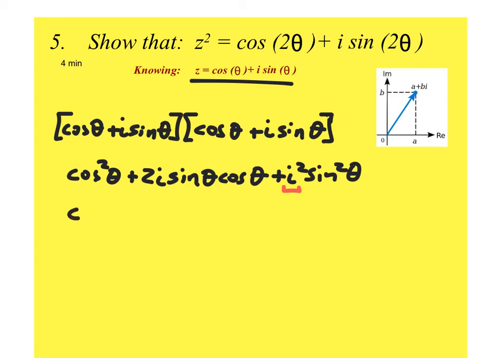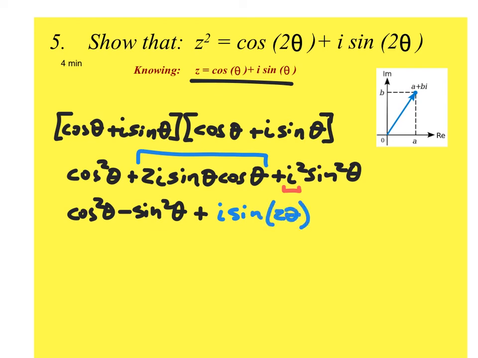So I'm going to take that, I'm going to bring it over here. So I got cosine squared minus sine squared plus this piece right here is really i sine of 2 theta. Right, sine of 2 theta is 2 sine theta cosine theta. So I just got that i that trails along with it. This right here is an identity. It's cosine of 2 theta. And therefore, what I got is what I was looking for.